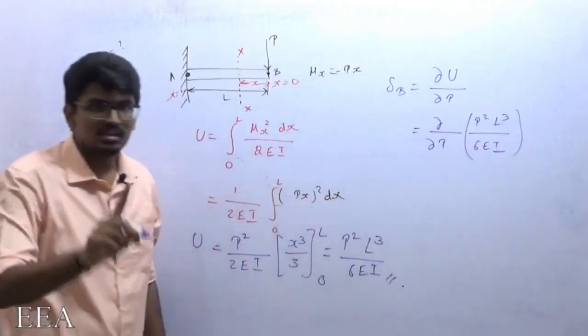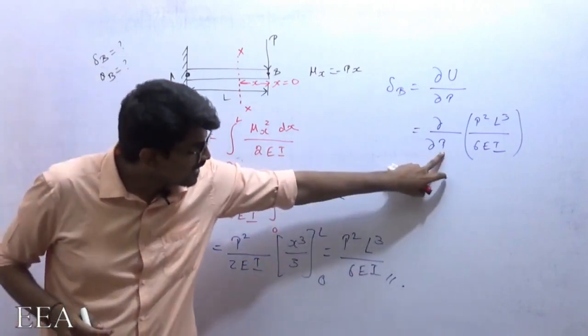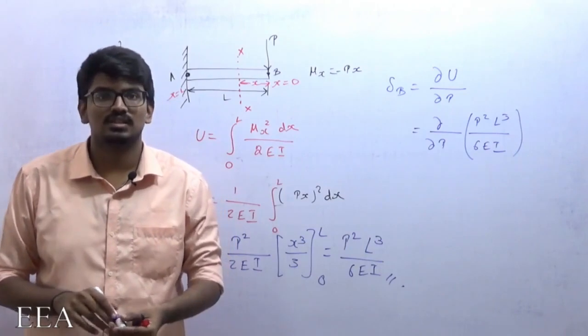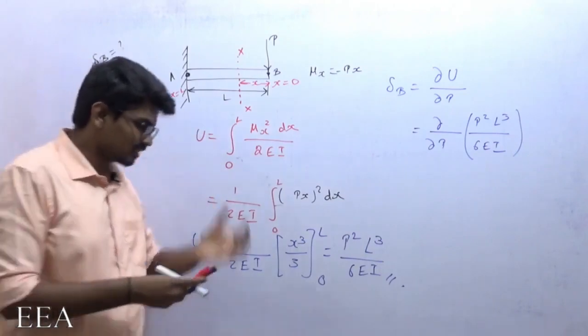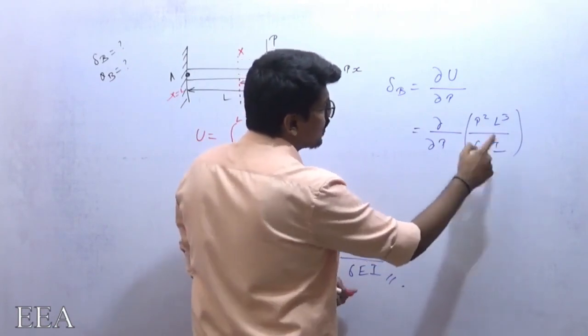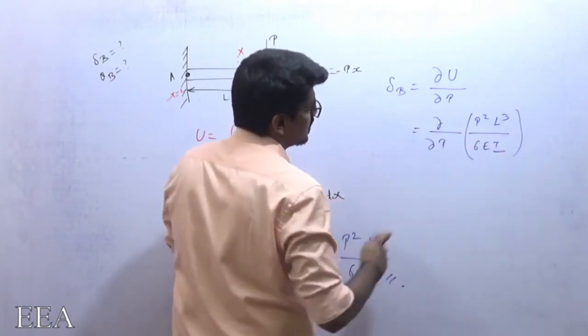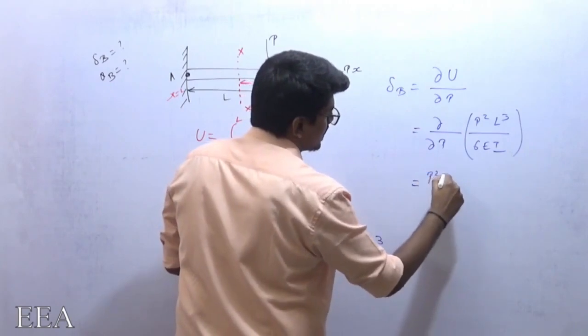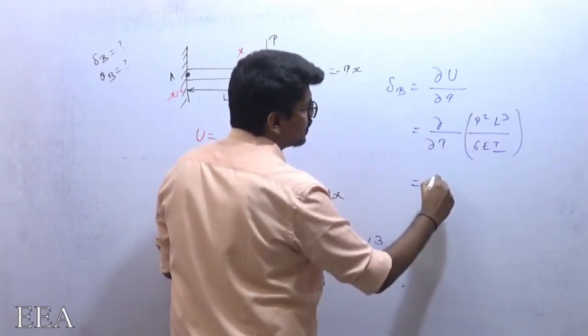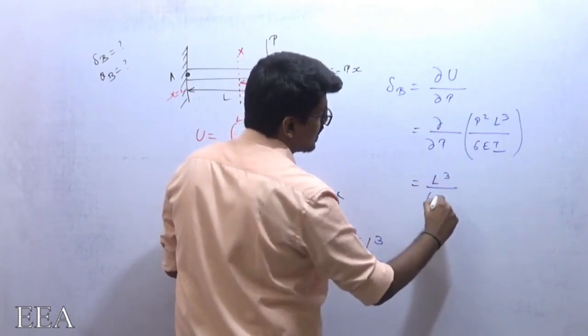Partial differentiation means only P is variable, all other terms are constants. So except P, L cube by 2EI, all are constants, so I will take them outside. If I take it outside, it will become P square. So L cube by 6EI, taken outside.